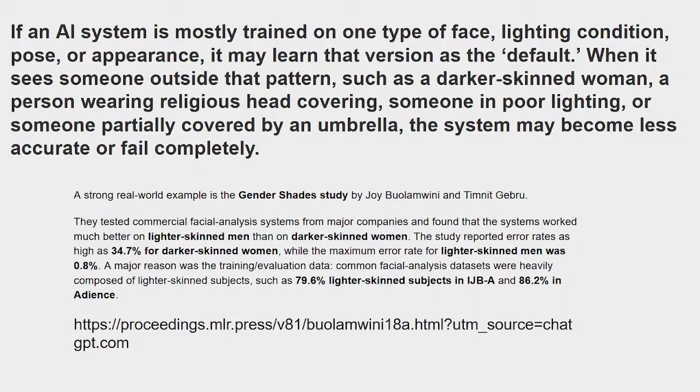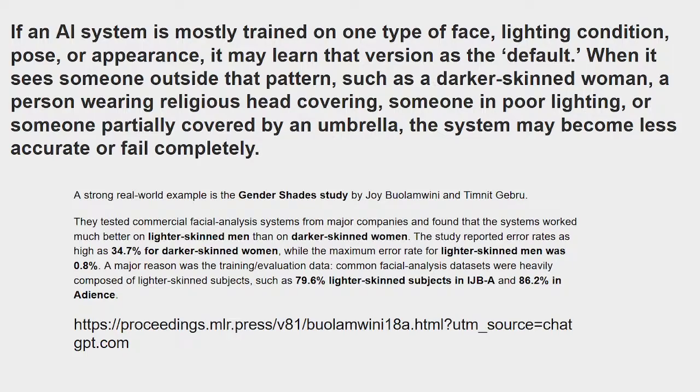So this link here, we have a strong real world example that looked at facial analysis systems, and found that systems from major companies worked better on lighter skinned, in particular men, than on darker skinned, in particular women. The study reported error rates as high as 34.7% for darker skinned women, while the maximum error rate for lighter skinned men was only 0.8%.